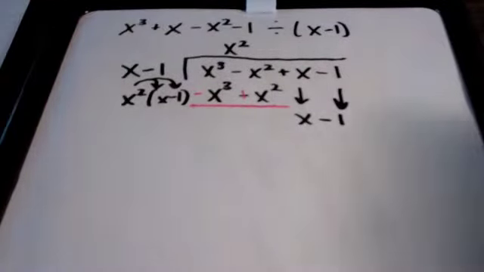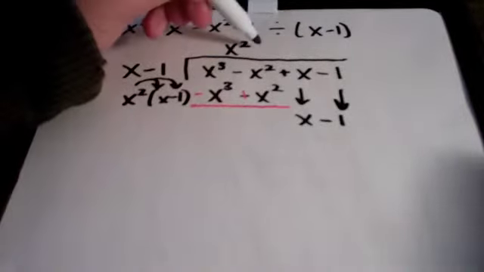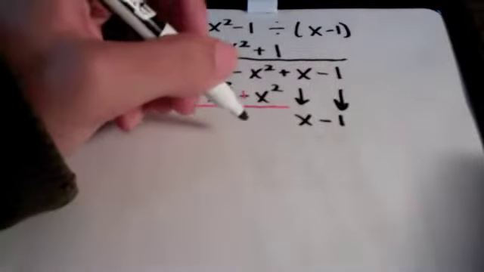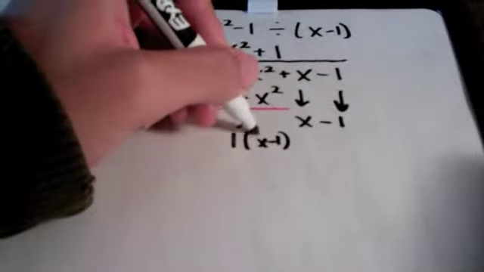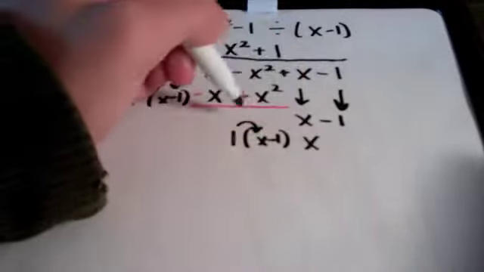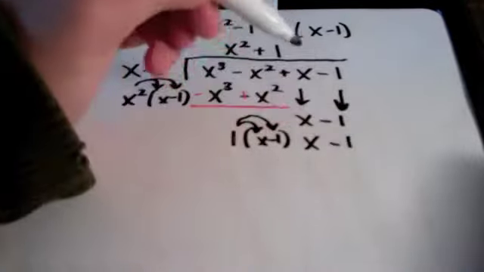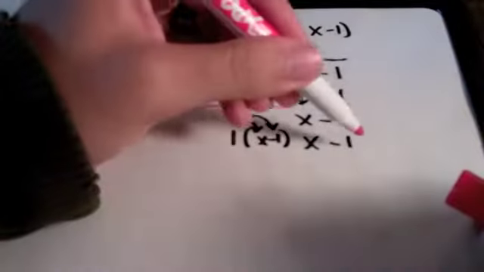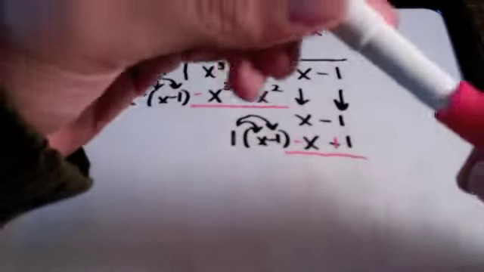So after we're there, we look, okay, what can we multiply by to get x? And since we have x over here, all we need to do is multiply by 1. So in the quotient we put plus 1. Over here we put 1 on the outside, x minus 1. Use the distributive property, 1 times x is just x. And 1 times negative 1 is negative 1. Once we get there, we draw a line and change the signs.